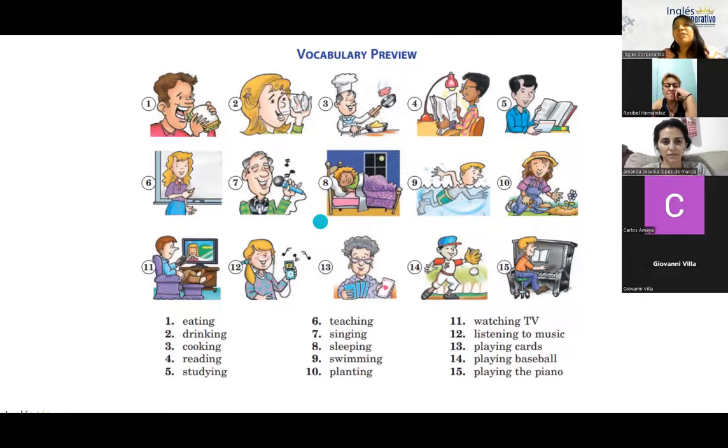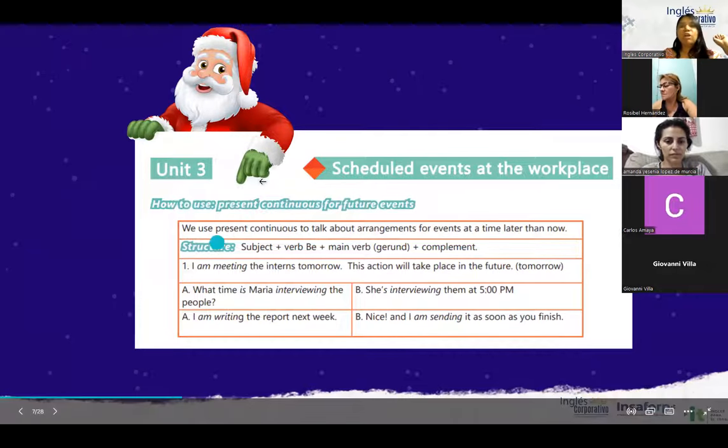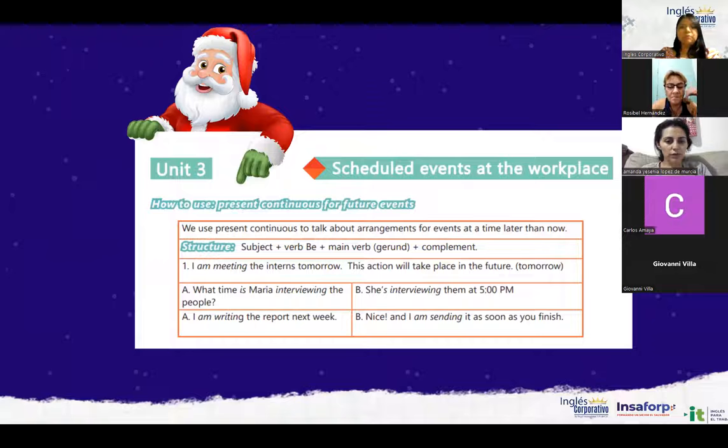Excellent, okay. Different vocabulary, guys. Let's move. Let me see, Amanda, help us read this chart. How to use present continuous for future events. We use present continuous to talk about arrangements for events at a time later than now. A structure: subject plus verb be plus main verb gerund plus complement. One, I am meeting the interns tomorrow. This action will take place in the future, tomorrow.